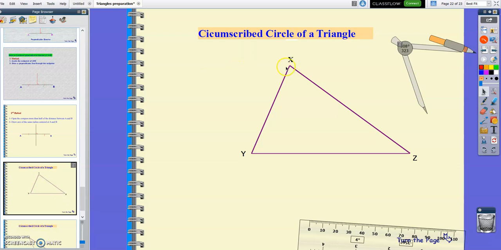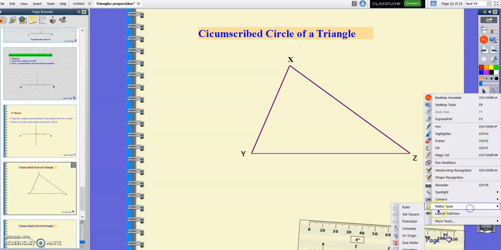Circumscribed circle of a triangle. Now let's look at this triangle XYZ. Any triangle, as you know, has 3 segments or 3 sides, so it should have 3 perpendicular bisectors as well. So let's try to construct them using the 2 methods. So first we will try to construct them using a set square.